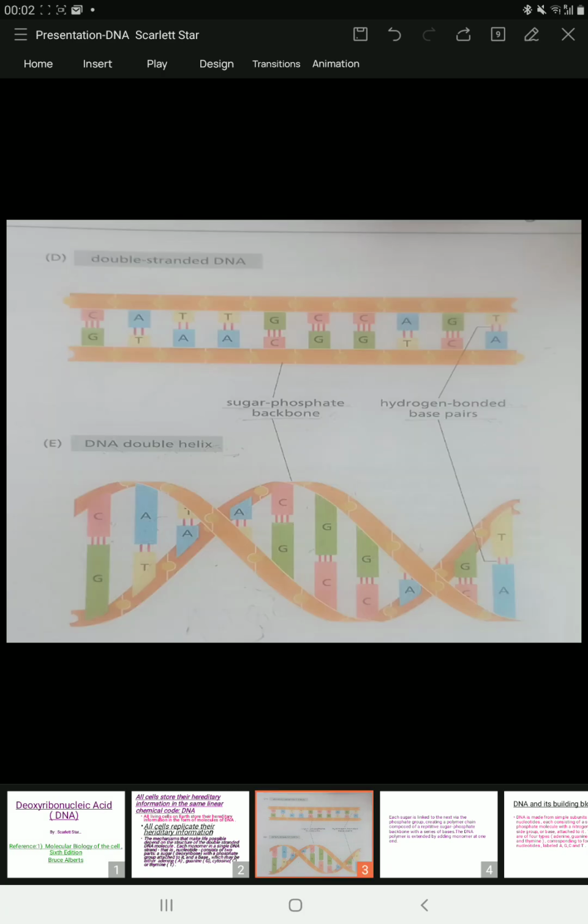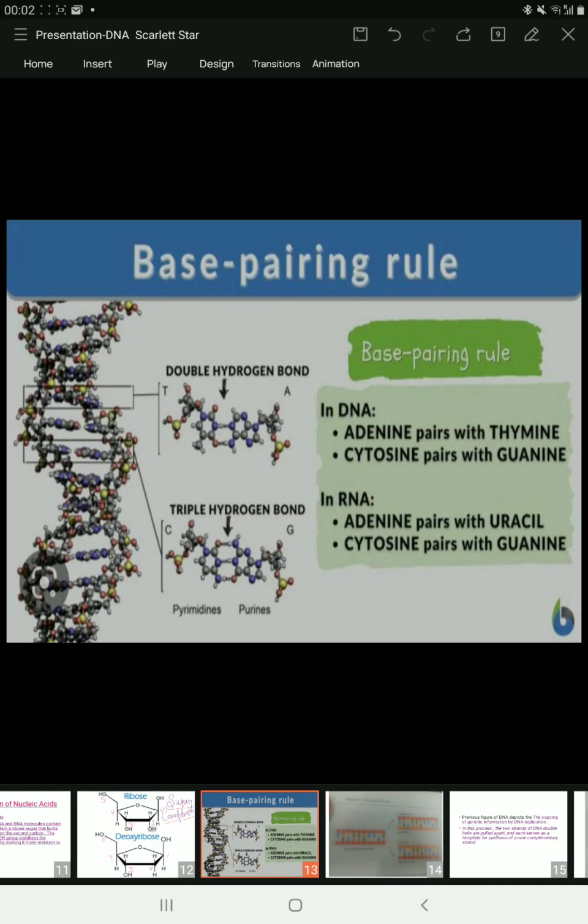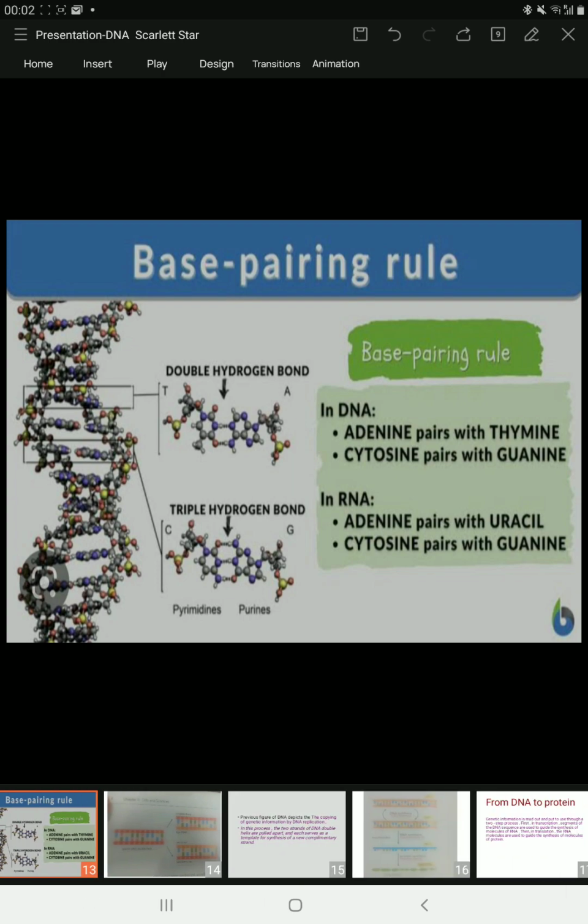So, basically, this is the DNA which exists in double helical structure. This is the double helix form, and this is the base pairing rule, meaning adenine binds to T and G binds to C. Adenine pairs with thymine and cytosine combines with guanine. But in case of RNA, adenine pairs with uracil and cytosine combines with guanine. There is no role of thymine in RNA.